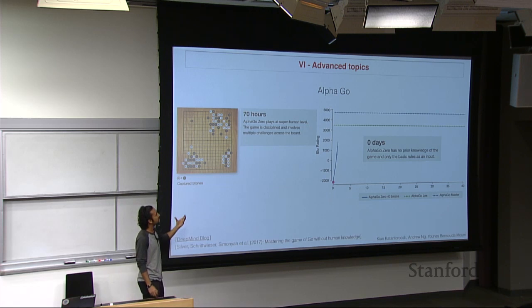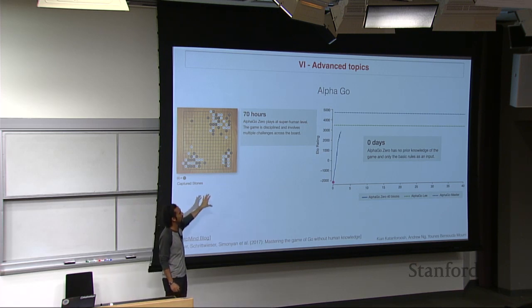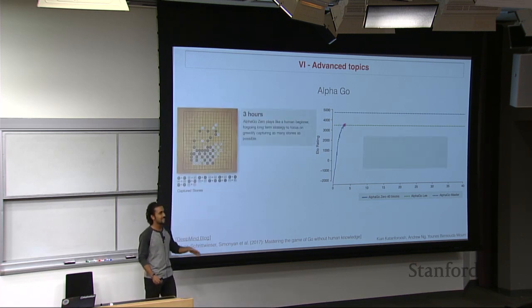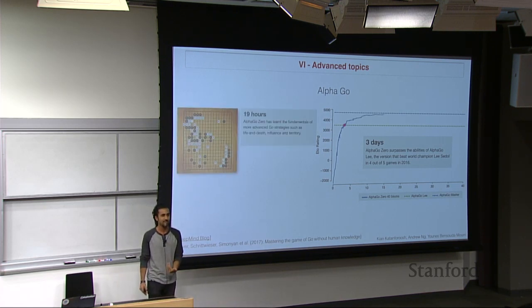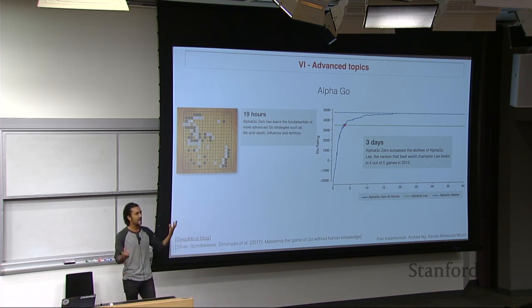But I think the most interesting thing about AlphaGo is that it's trained from scratch. So it trains from nothing. And they have a trick called self-play, where two AIs play with each other.